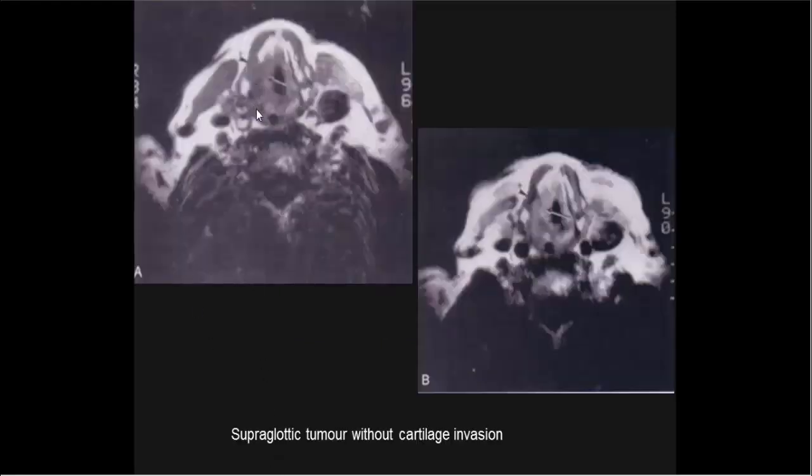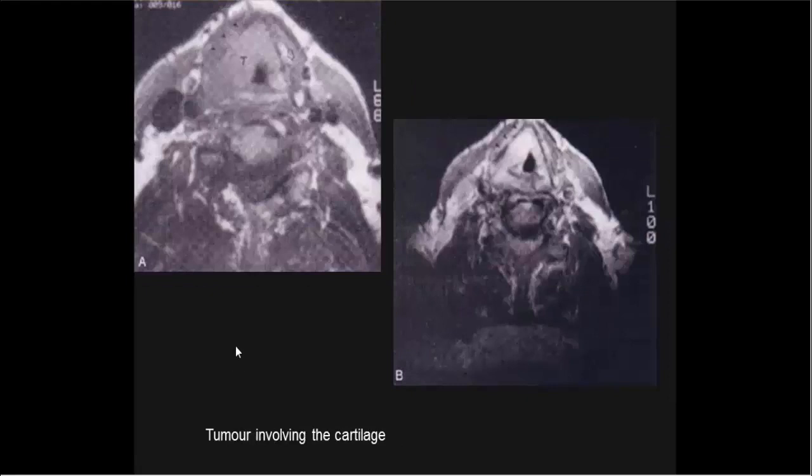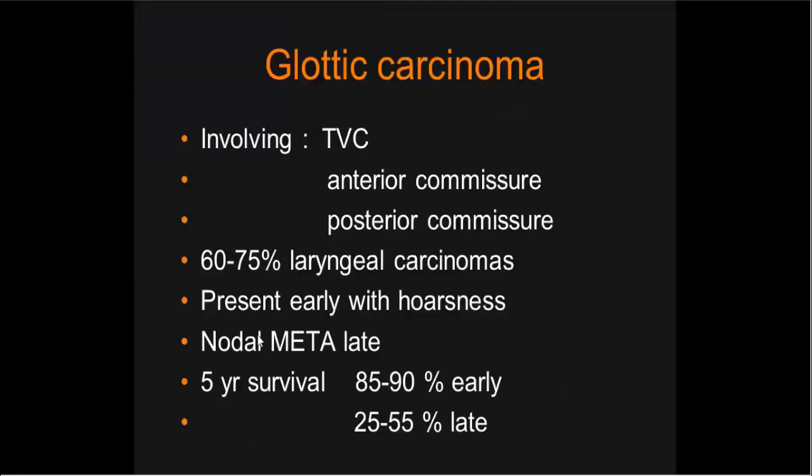Supraglottic tumor without cartilage invasion. This is supraglottic tumor. Here the tumor involves cartilage, spreading out of the cartilage. This tumor, supraglottic carcinoma. Secondly, glottic carcinoma.